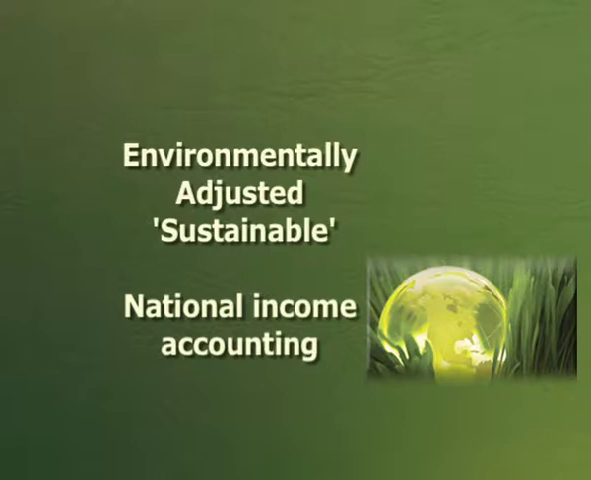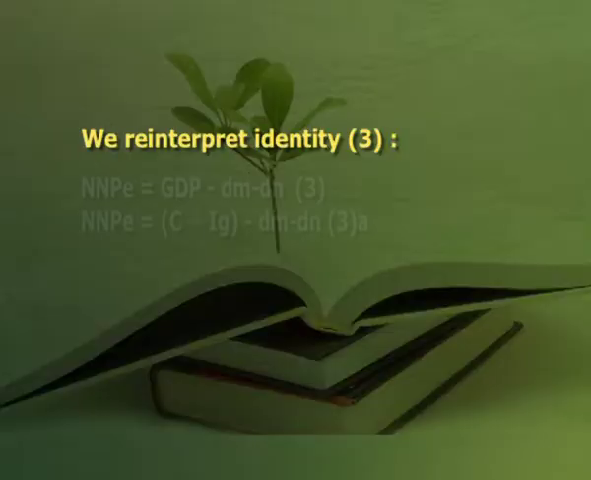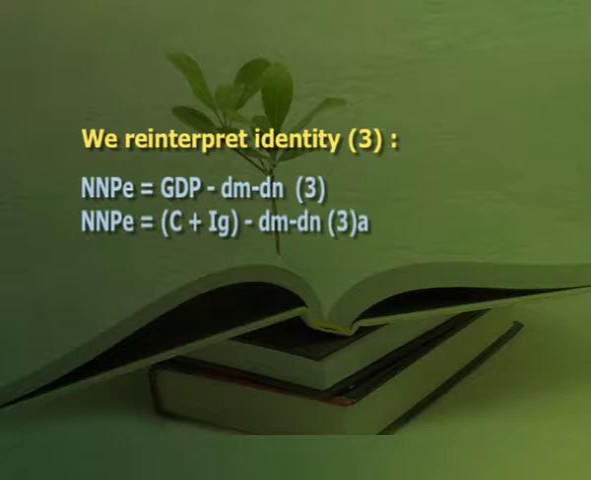Environmentally adjusted sustainable national income accounting, green accounting. At the macroeconomic level, this can be interpreted as the maximum amount that can be spent by a nation during a given year, while making sure that capital assets remain intact so that productivity in the future is not compromised by lack of sufficient capital. This concept of income is clearly consistent with the weak sustainability. Thus, using weak sustainability as a tool, we reinterpret identity 3 as NNPE is equal to GDP minus DM minus DN. NNPE is equal to C plus IG minus DM minus DN. Let us consider it as 3A.